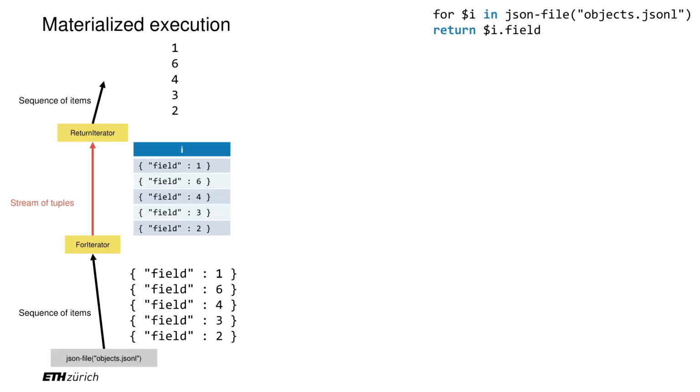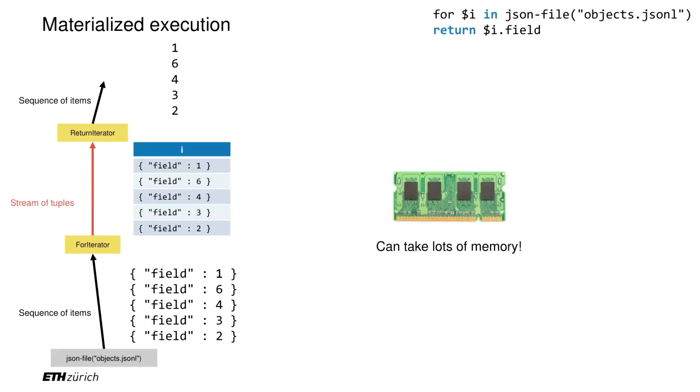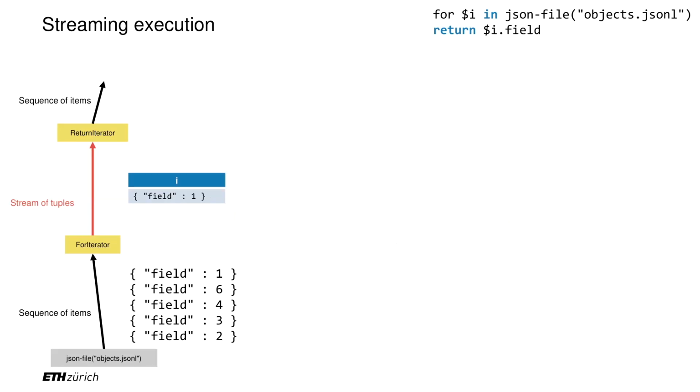If there are too many objects, that doesn't work anymore, right? That only works for the small objects. It can take a lot of memory, and that's going to just break things when there are too many of them. That's okay, because we have another way to do that. This other way is called a streaming execution.